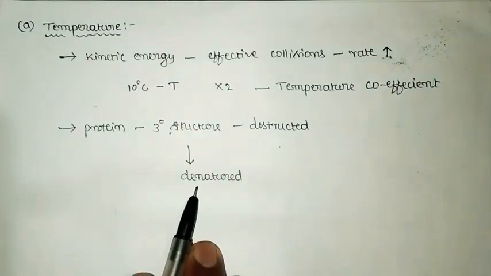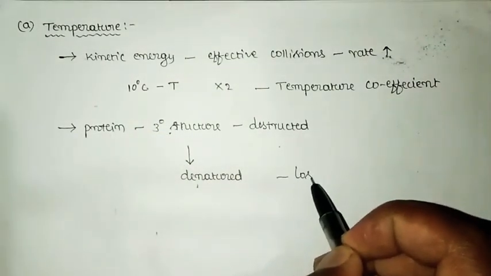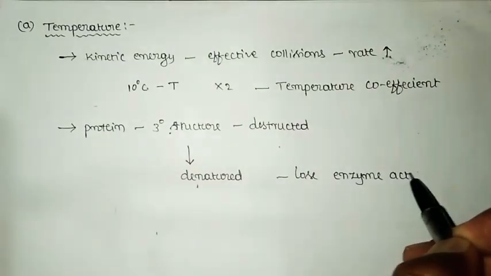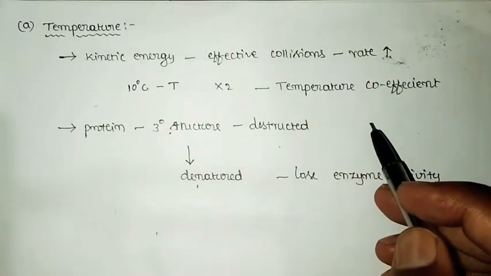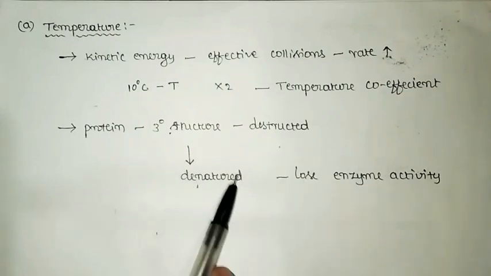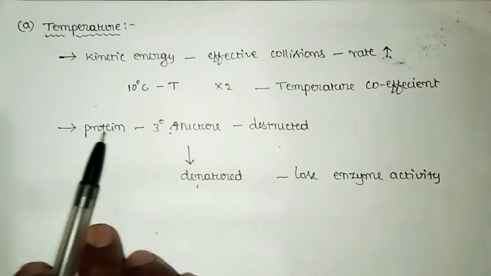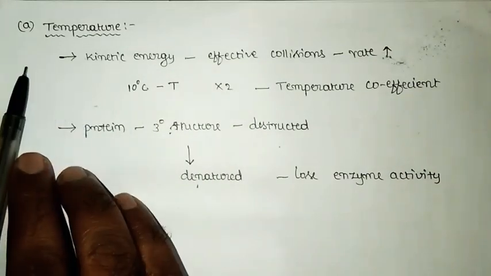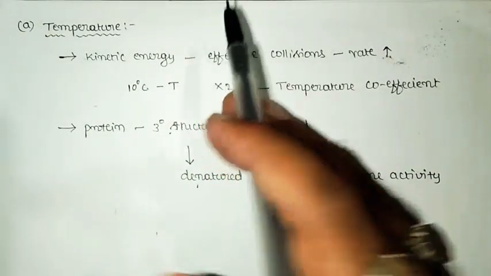So when the protein part of the enzyme gets denatured, obviously the enzyme will lose its enzyme activity. Because of this, when the temperature goes beyond a particular temperature, the enzyme will lose its activity because of denaturation of the protein, on account of destruction of the tertiary structure of the apoenzyme part of the enzyme.